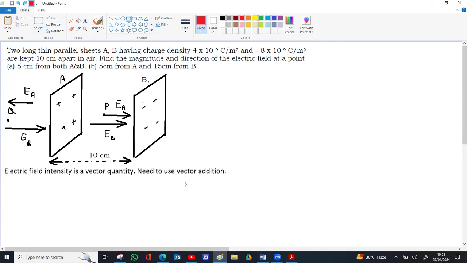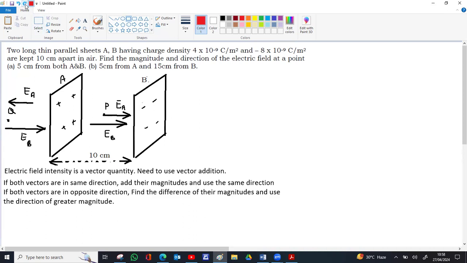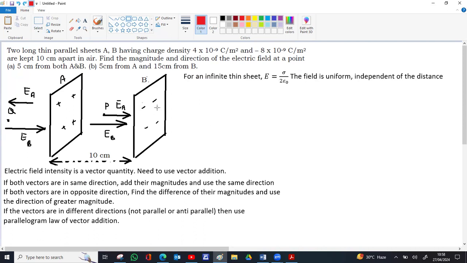And as I already told you, you have to use vector addition, with the conditions: same direction, opposite direction and different directions. Now for an infinite sheet, the electric field intensity is sigma by 2 epsilon 0. This field is uniform, there is no dependence on the distance. So whether it is 15 centimeter, 5 centimeter, 10 centimeter or infinity, the value doesn't depend on the distance. So 5 centimeter and 15 centimeter are not important for us, the directions are important.